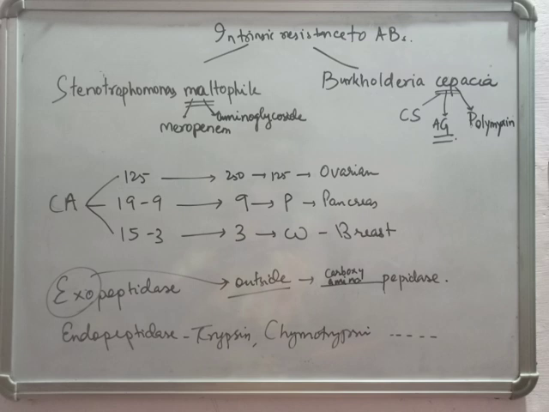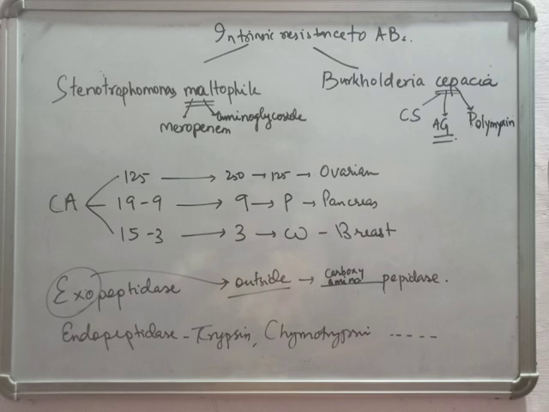So the mnemonic is maltophilia, M or A. First two letters we will take. M is meropenem and A is aminoglycoside. So Stenotrophomonas maltophilia is resistant to meropenem and aminoglycoside. Burkholderia cepacia, CEP. C is cephalosporin. E, let's cheat a little and make it aminoglycoside. Anyway, it doesn't matter really. P is polymyxin. So just focus on cephalosporin and polymyxin and you will be able to solve the question.